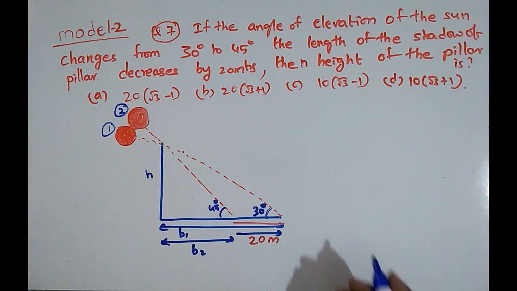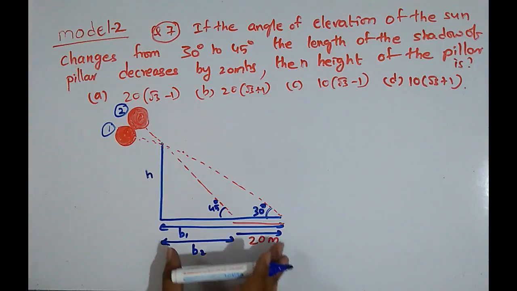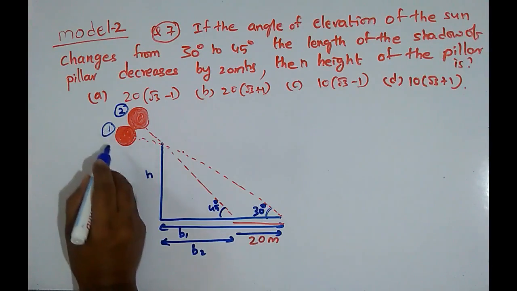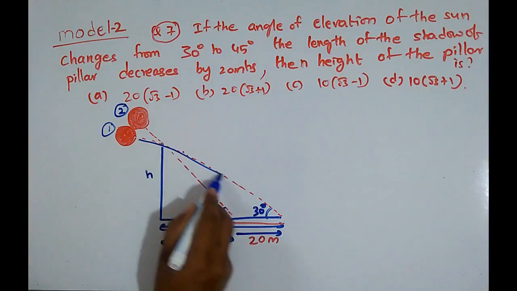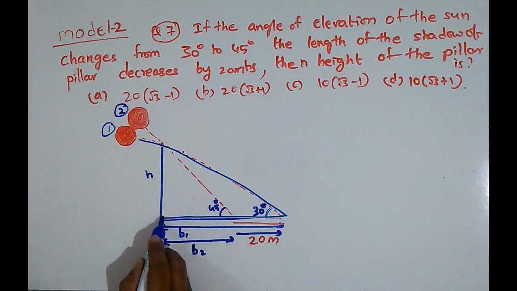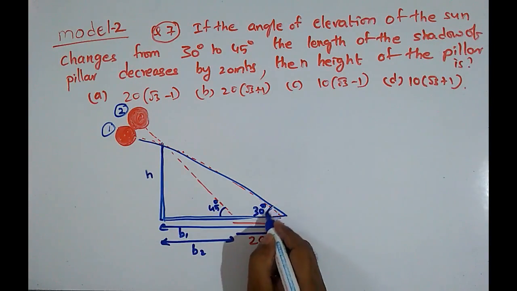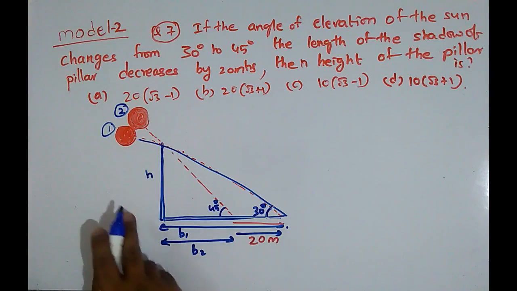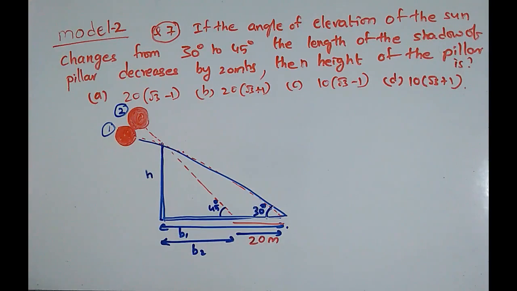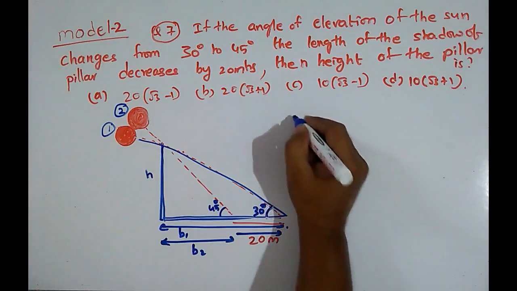So what we will do is consider the first case, that is, the first case when the sun is at this point. The triangle is of 30 degrees angle and the base we don't know, and the height also we don't know, friends. So we will take the first case.